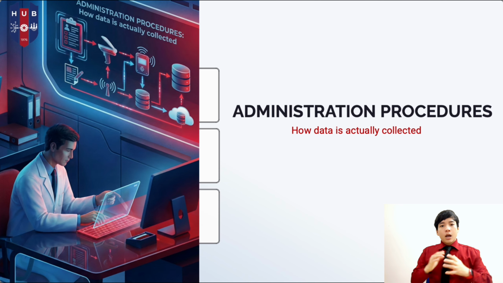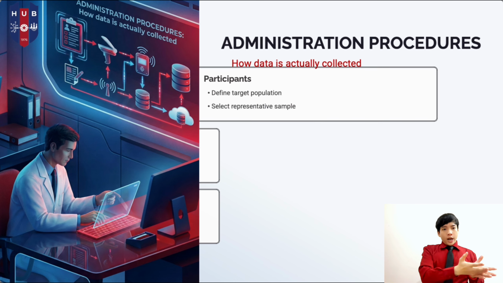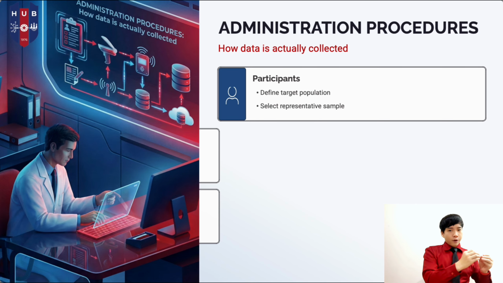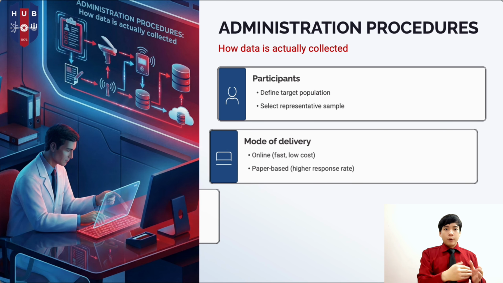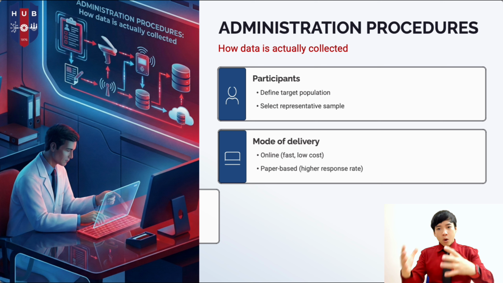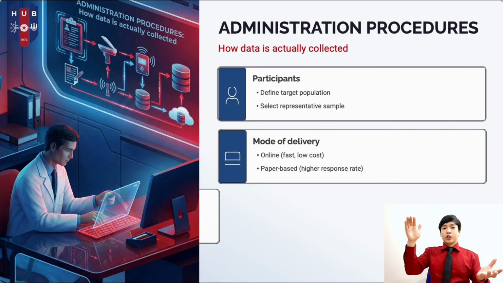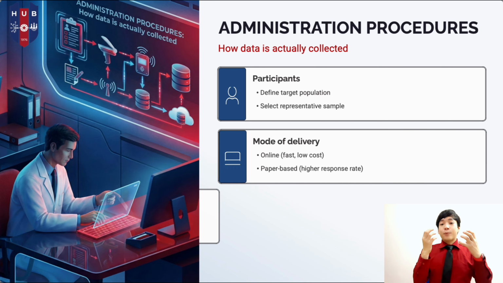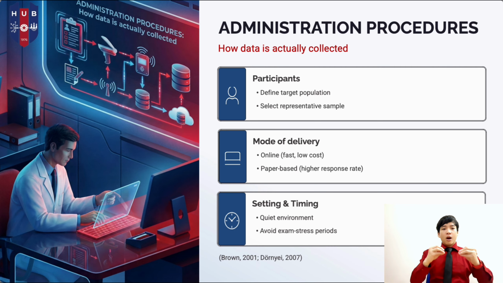Once the questionnaire is designed, the way we administer it can make or break the study. First, we must choose participants very carefully to ensure that our sample accurately represents the target population. Next, we decide the mode. Online questionnaires are very quick and convenient, while paper-based formats often achieve higher completion rates because the researcher is physically present to clarify any doubts. Finally, context matters. We should distribute the survey in a very quiet space and avoid stressful times like exam weeks so that external anxiety does not contaminate our data. So administration must be intentional to ensure trustworthy results.